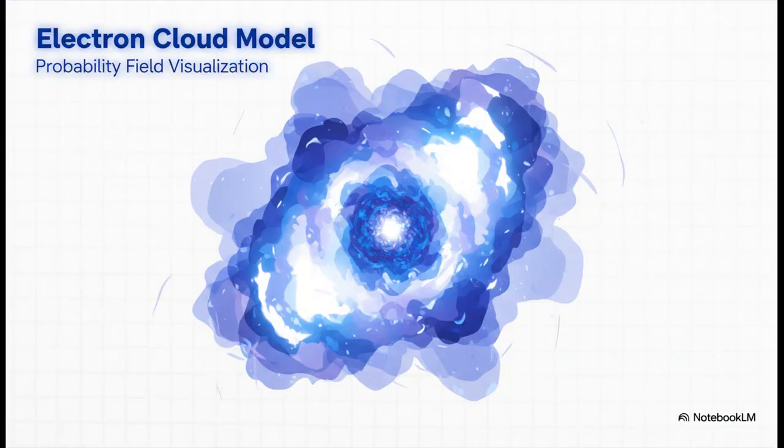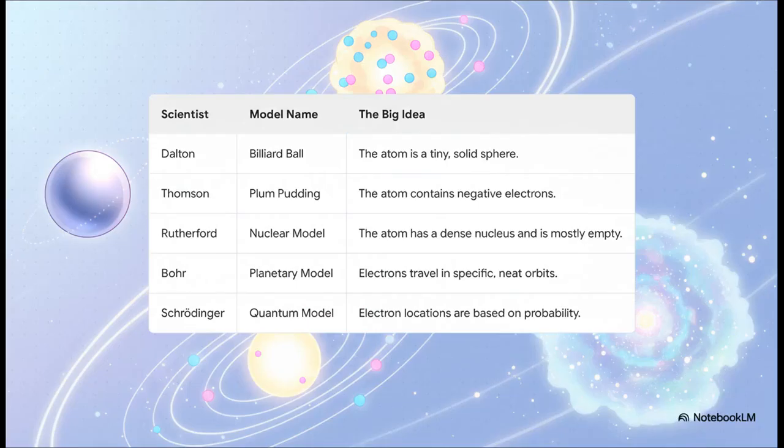This gives us our current best picture, the electron cloud model, brought to us by pioneers like Erwin Schrödinger. In this view, electrons aren't even really little balls anymore. They act more like waves of probability. The denser parts of this cloud are just the areas where you're most likely to find the electron at any given moment. It's not a simple picture, but it's the one that actually fits the bizarre rules of the quantum world. So let's just quickly recap this incredible story.